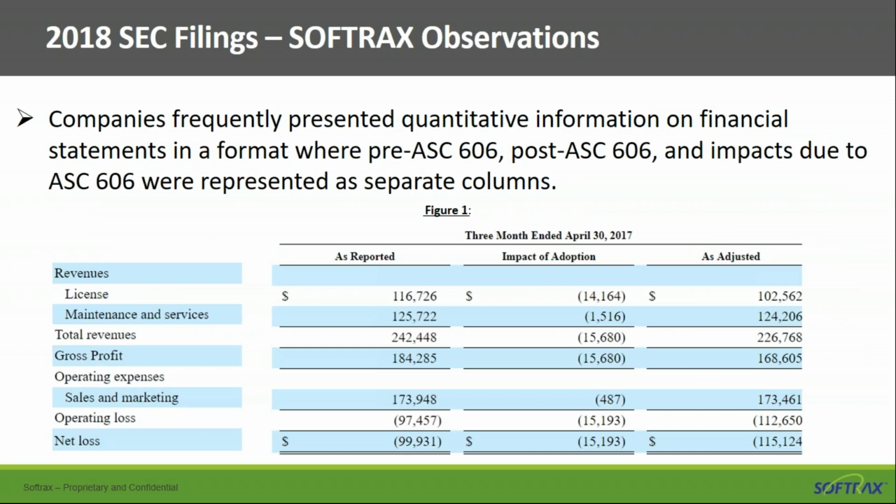Okay, so the next thing we wanted to do, the goal of this slide and a couple of the next slides, is to present real life examples of how companies have formatted and presented their comparative results for ASC 605 and ASC 606, as well as the impacts. So here you can see a baseline revenue schedule. You have ASC 606 as reported, the impact of adoption, and that adjustment, so you can see a before and after picture of this income statement.